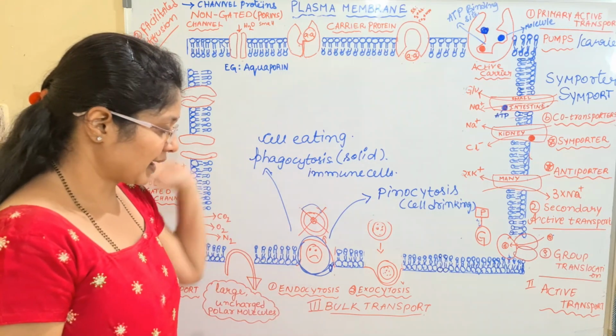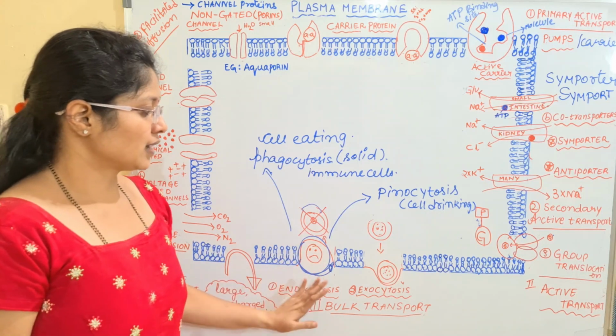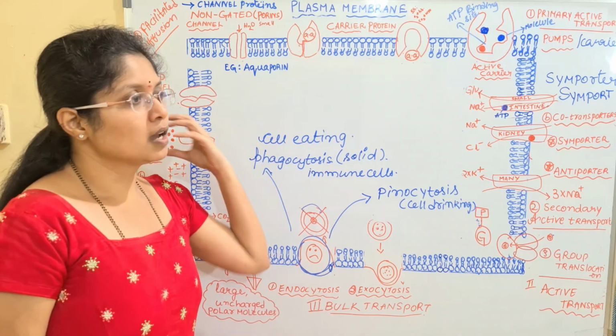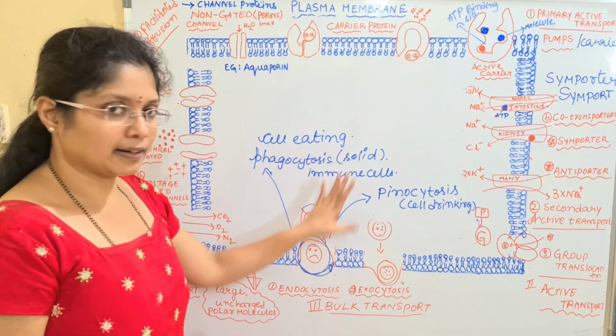This is one kind of mechanism. There is no protein assistance. Simply remember, the membrane will form vesicles and fuse with different types of substances based upon their need, and they will be acting here.